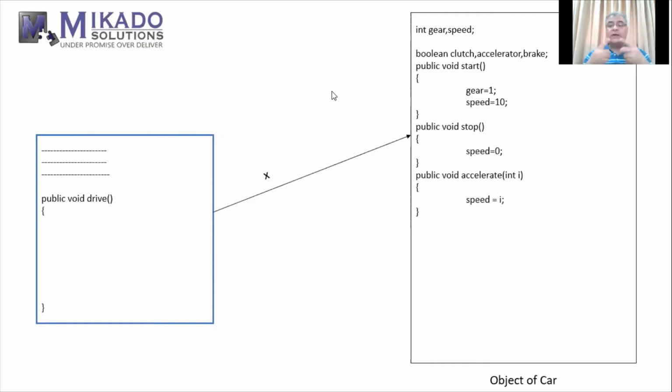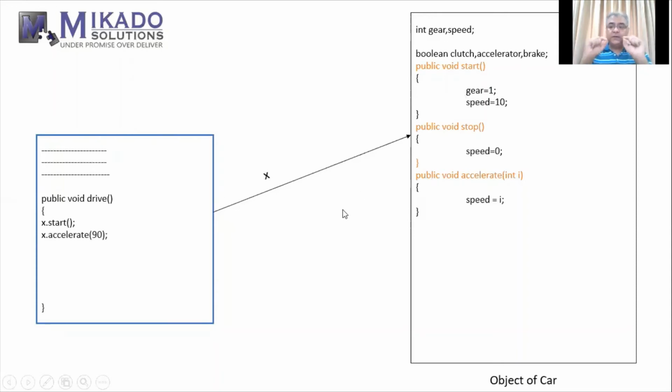I should know the interface. I should know the method signature. Now, how will I interact? Something like this. I'm going to call start method. Look on the screen. If you see x.start, I'm going to call that method. x.accelerate. That is how I'm going to call.